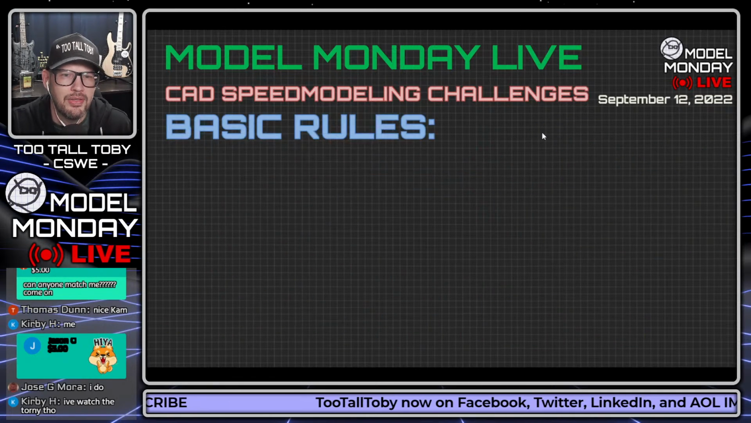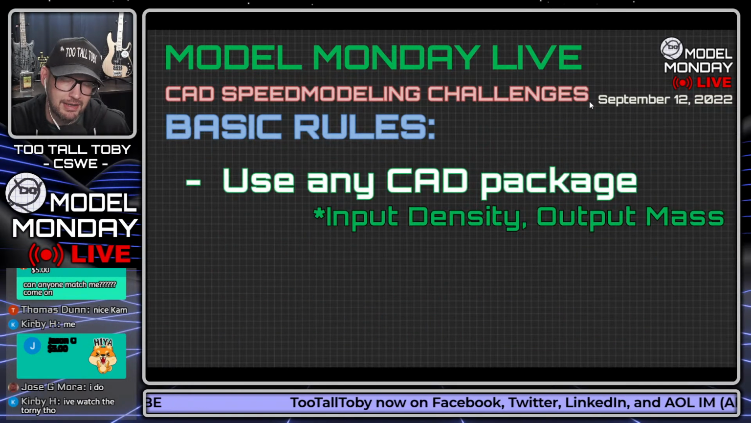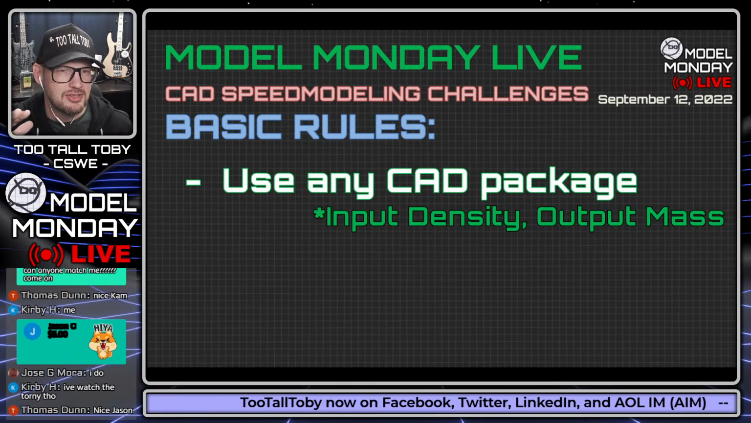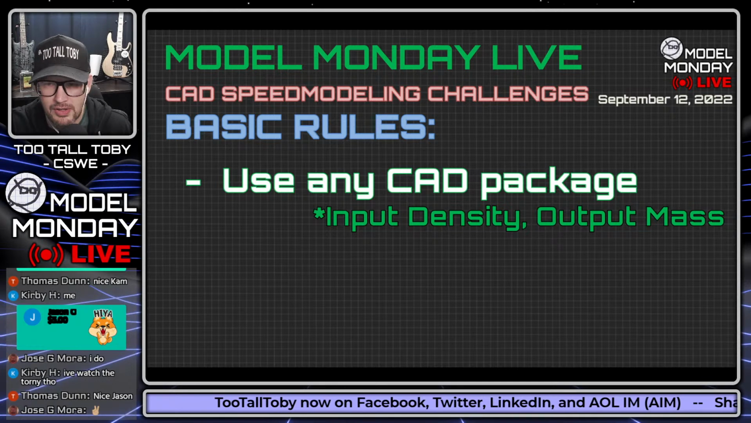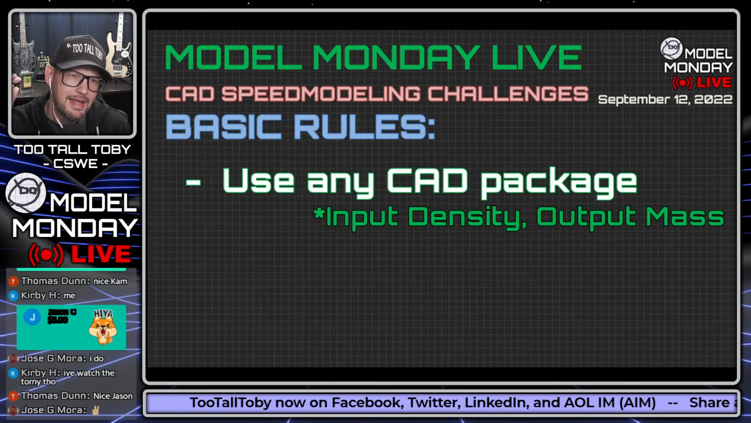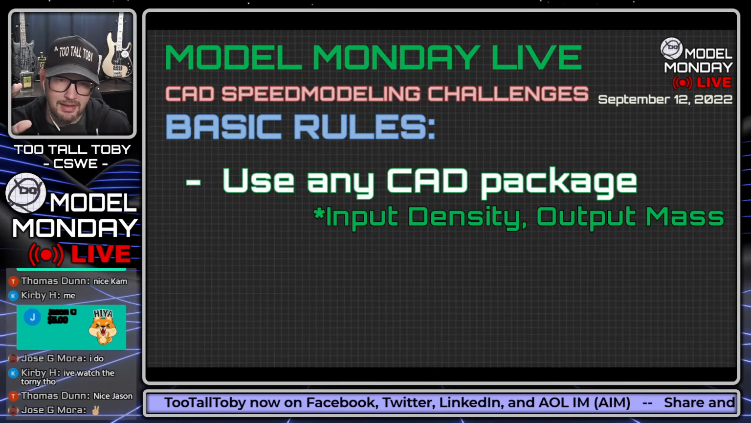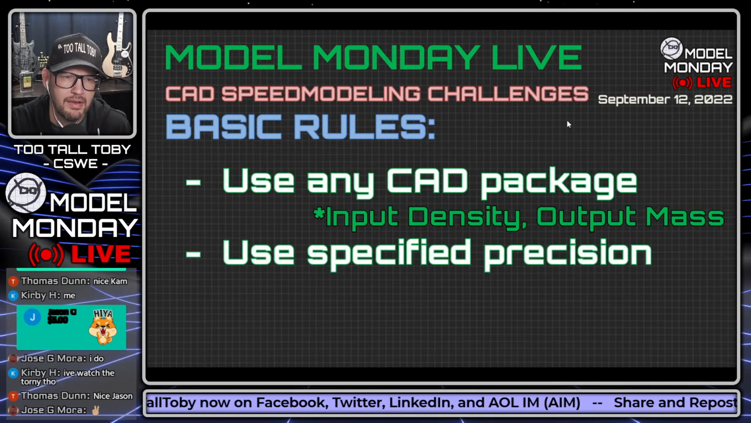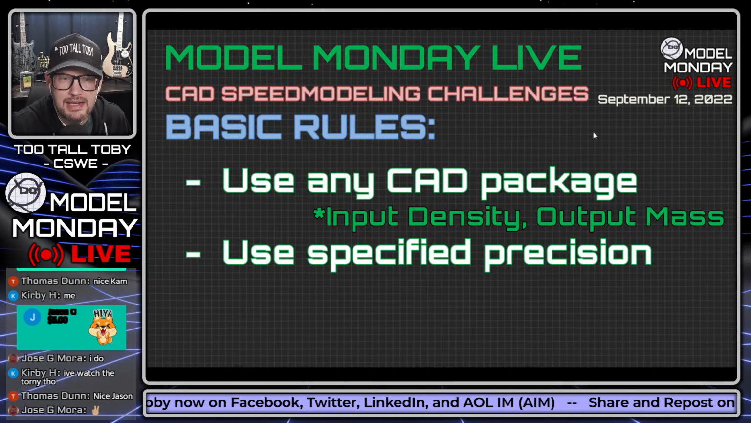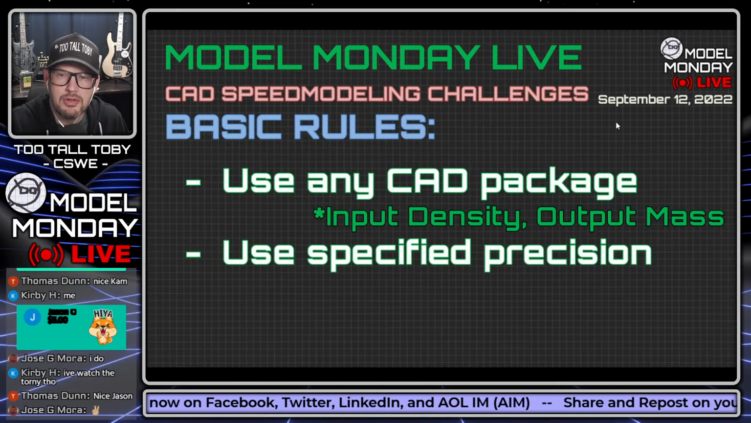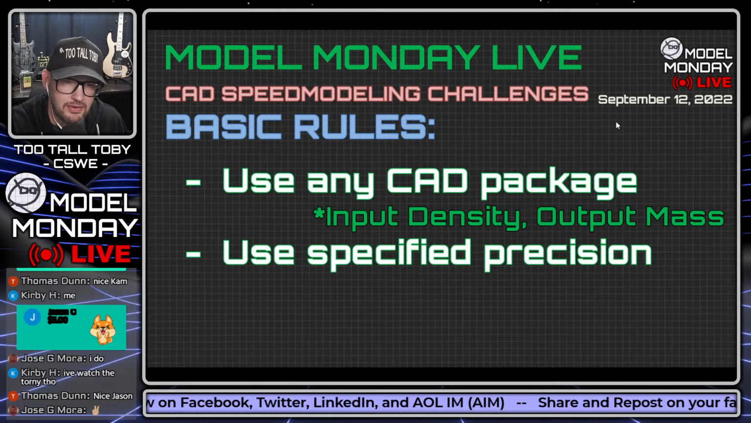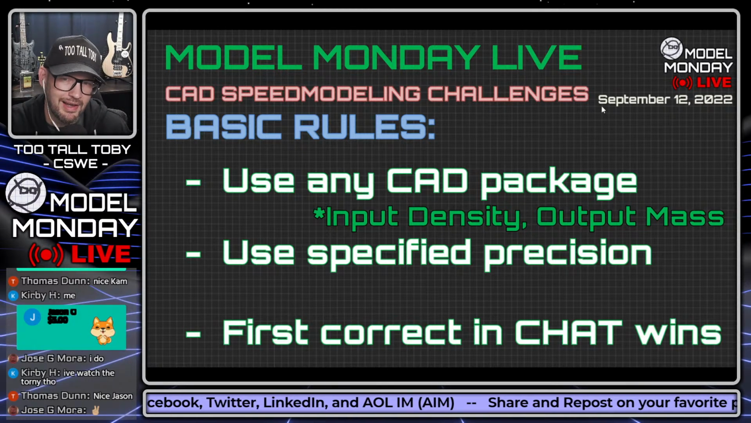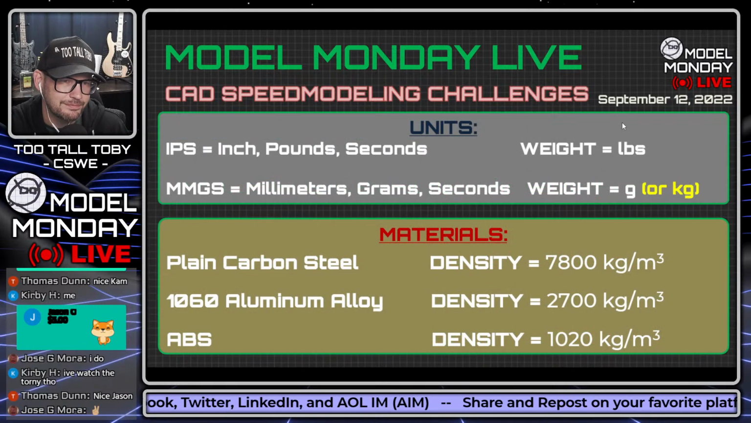So the basic rules here are that you can use any CAD package. As long as you can input density and output mass, it doesn't matter what the CAD package is. It could be SolidWorks, Onshape, Fusion 360, Inventor. Just make sure when you answer in the chat, you use the specified precision. You're going to calculate the mass and then type that into the chat, and whoever comes up with the mass first is going to be considered the winner of this challenge.